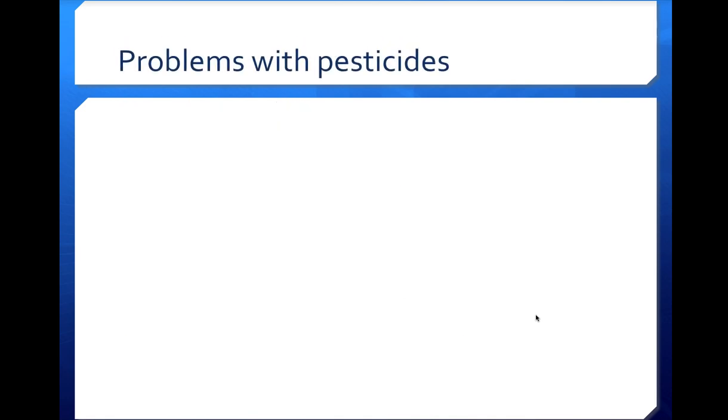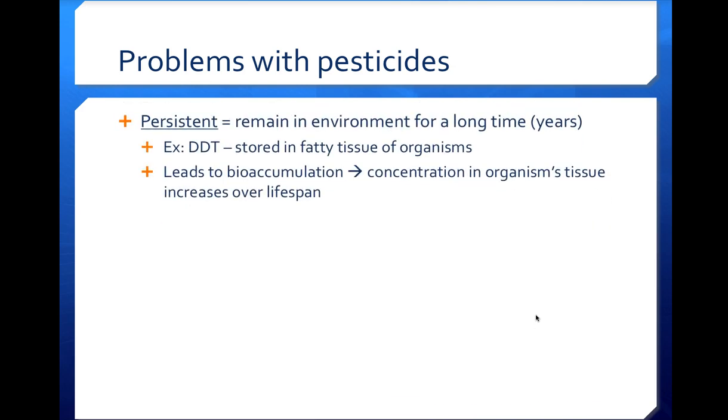Some of the problems we have with pesticides, though, there are definitely some drawbacks. First of all, persistent pesticides remain in the environment for a long time, like years. DDT is an example of this. DDT, we found, can last in the environment at least 50 years, and it gets stored in the fatty tissue of organisms. Now, persistent pesticides lead to something we call bioaccumulation, meaning that the concentration of those pesticides in an organism's tissue increases over its lifespan.